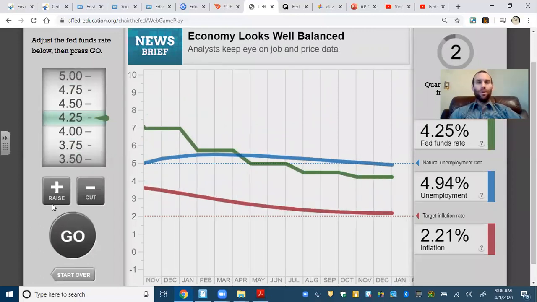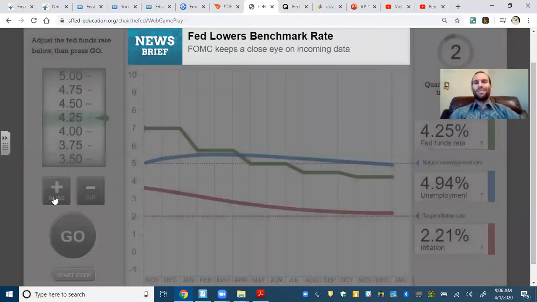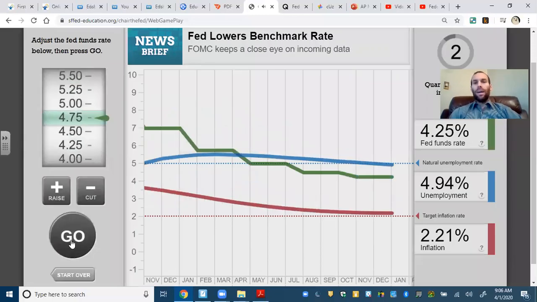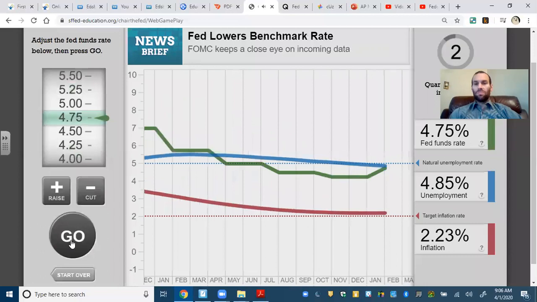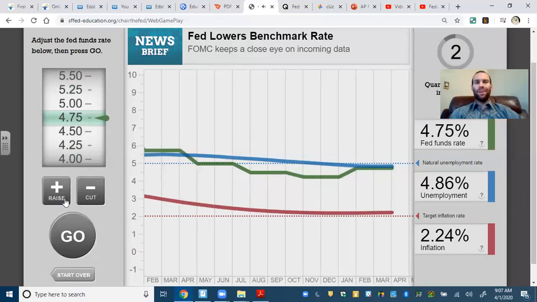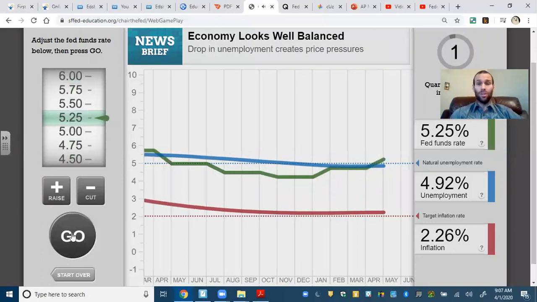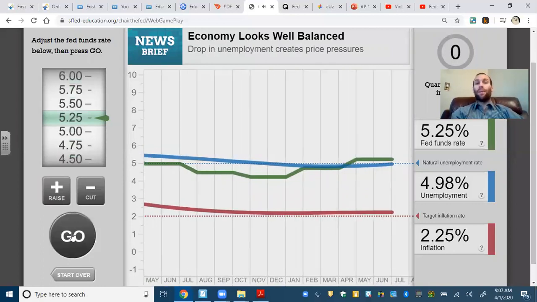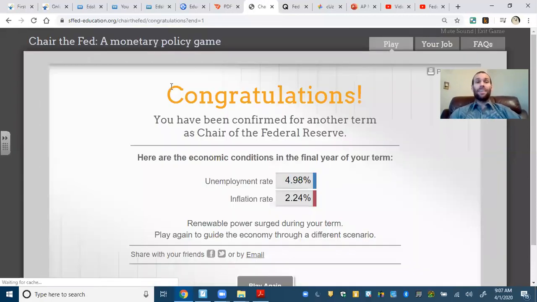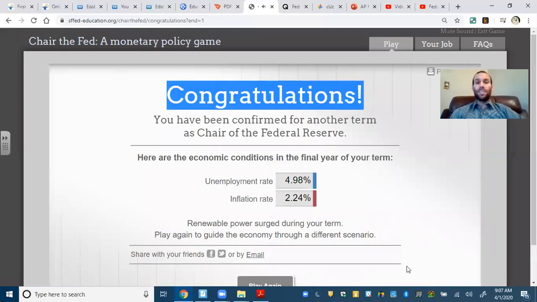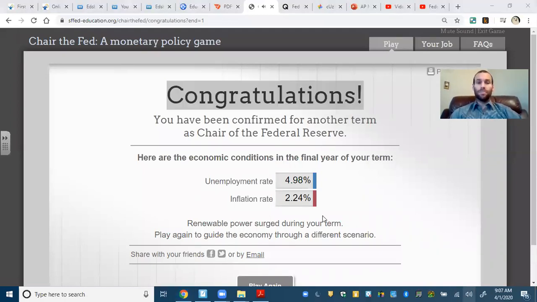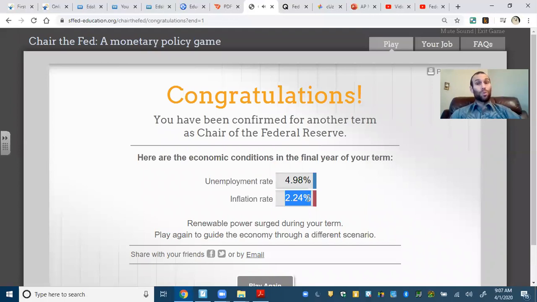All right, so I've flattened out. I'm still a little bit high, so I'm gonna just give it a tiny little nudge downward. Okay, started going up a little bit there. I'll give it one more nudge downward. It really won't matter too much because it's my last turn. We said you can't do much in one turn. You can only plan ahead. But notice how everything's nice and flat. I've got my lines there, and I won. Notice here how it says, congratulations. My unemployment rate is right by 5%, and my inflation rate is really close to 2.